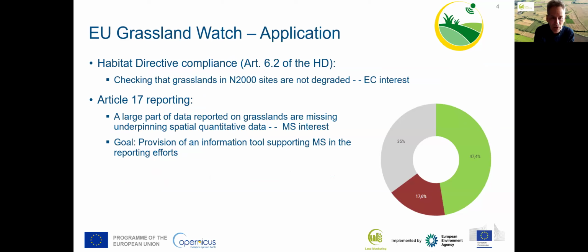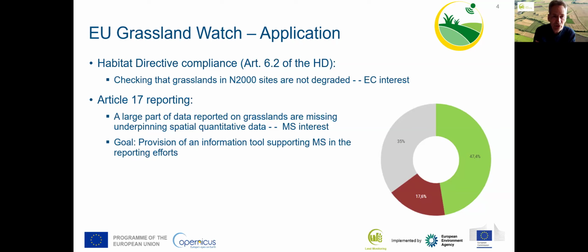And this is of particular interest, of course, for the member states who are preparing the Article 17 reporting. They very often are lacking the quantitative spatial information to really make an assessment of the condition. Our goal is that we would, with our tool, provide the member states with additional information to support their reporting efforts, and to provide them a bit more information, and to reduce the gap of the 35% of unknown information.